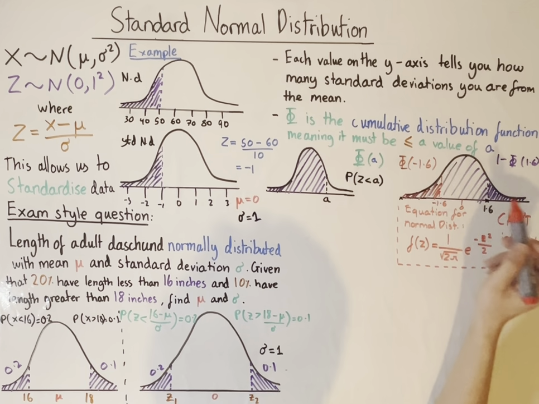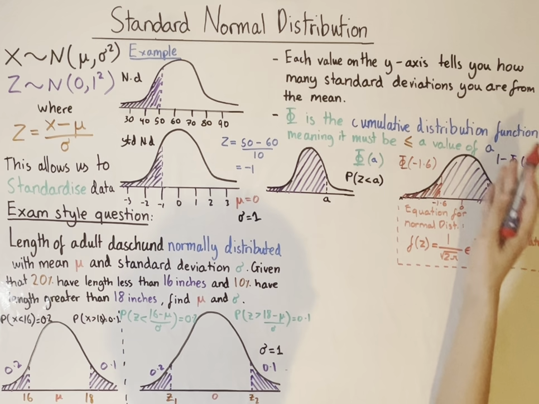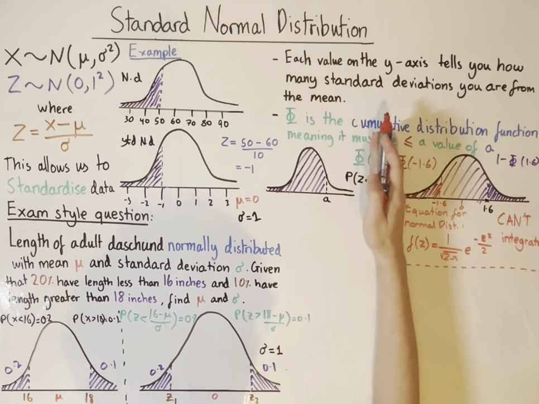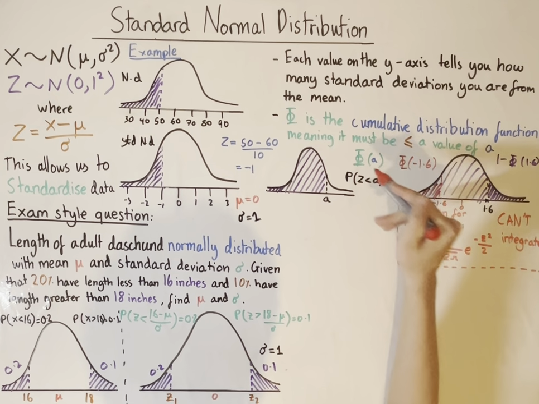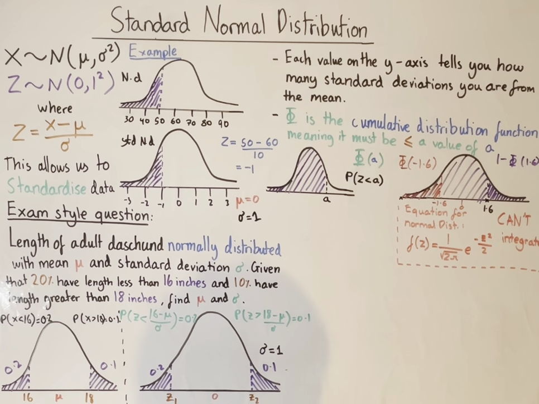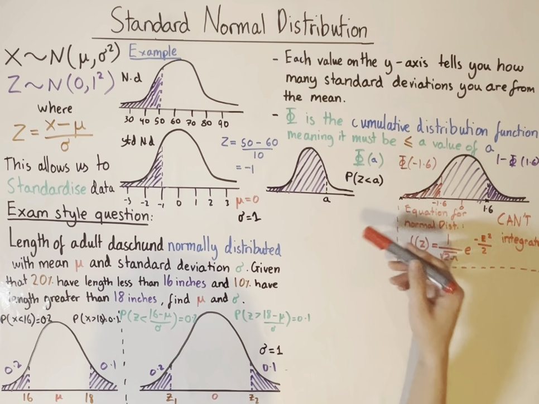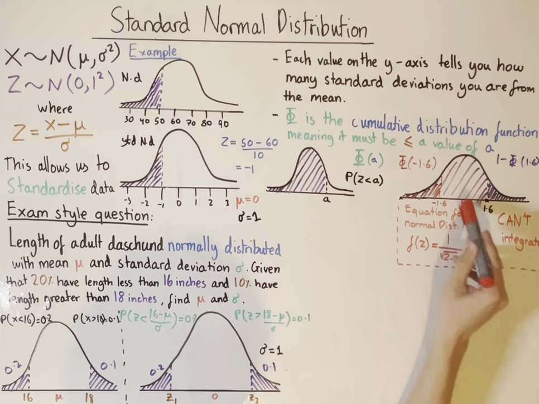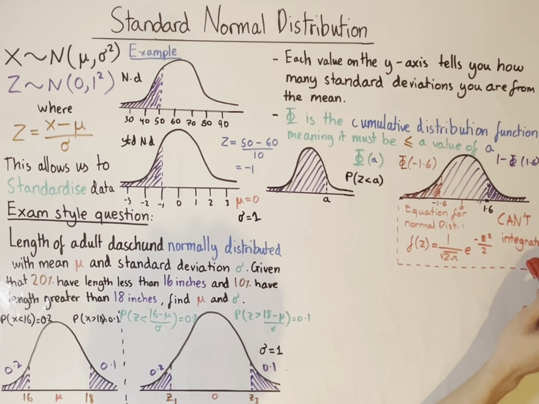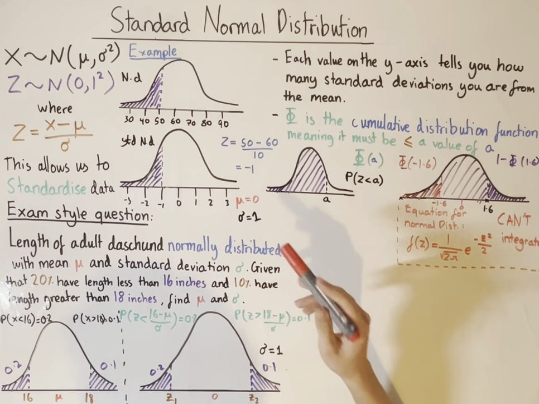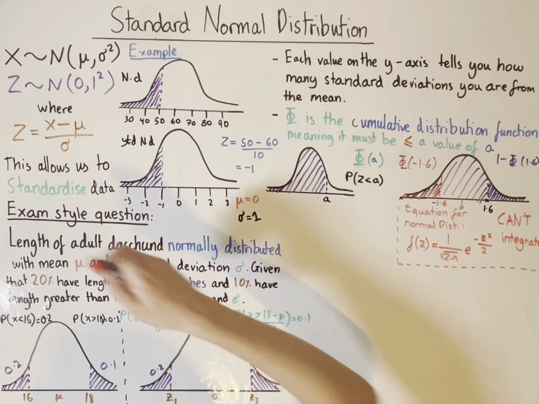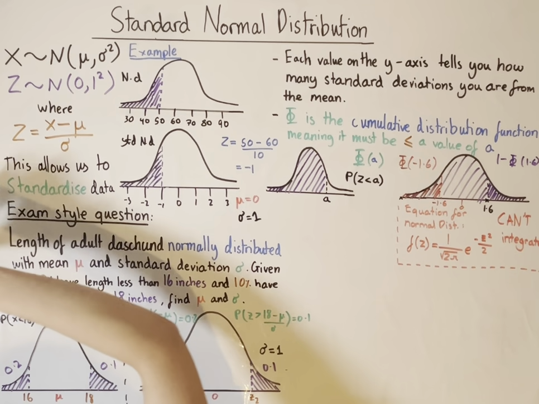But the important thing is the data must always be to the left for phi. Okay, so this is what you need to know for a standard normal distribution. We'll come back to this at the end of the video, but for now, let's look at an exam style question from Edexcel.